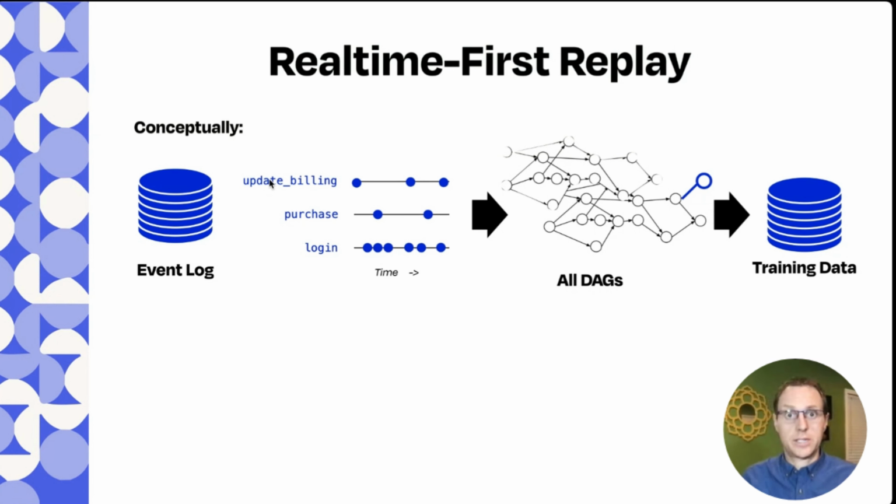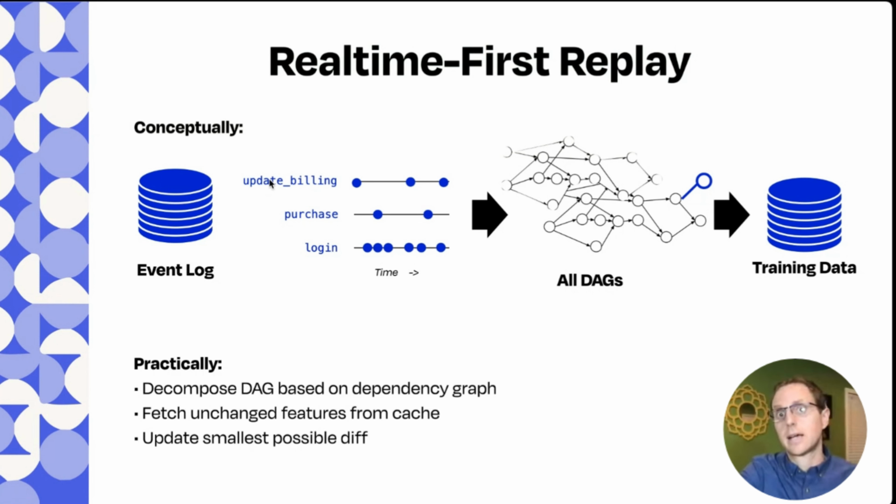So conceptually, what we do is we take that entire log from as far back as we want to go, and we just shove that thing into all of our DAGs as fast as we can to recompute all of the features from scratch till we arrive at our training data. That's not scalable, it's not practical, but conceptually, that's exactly what we want to do.